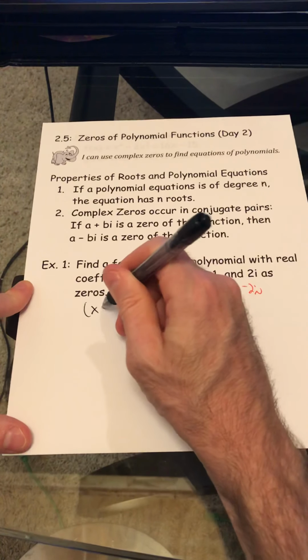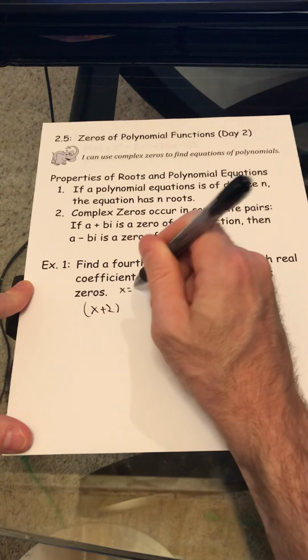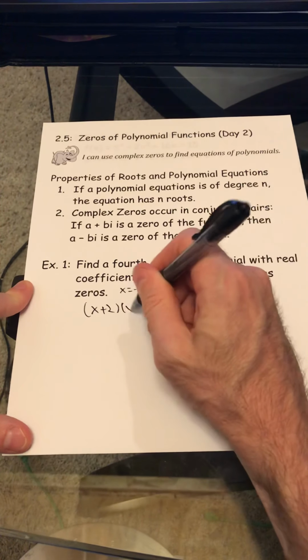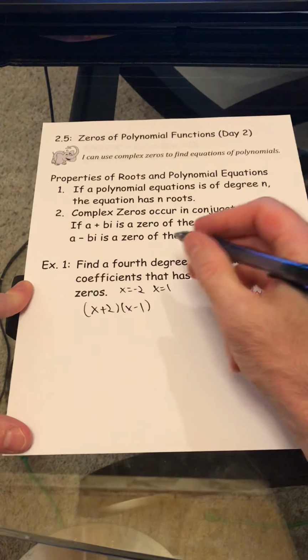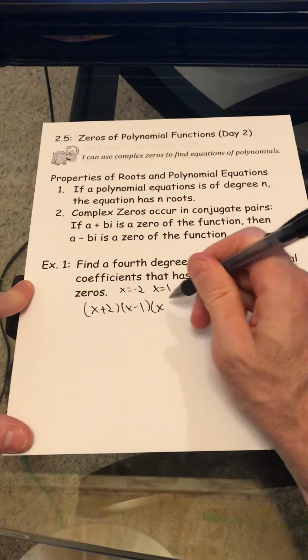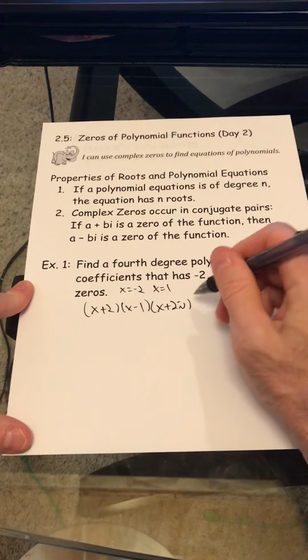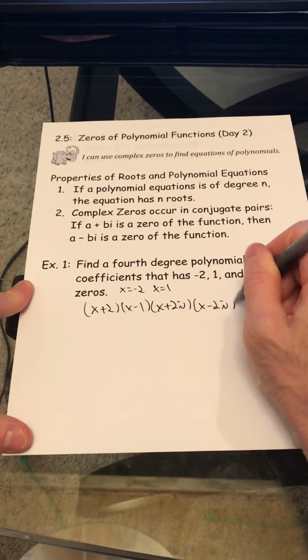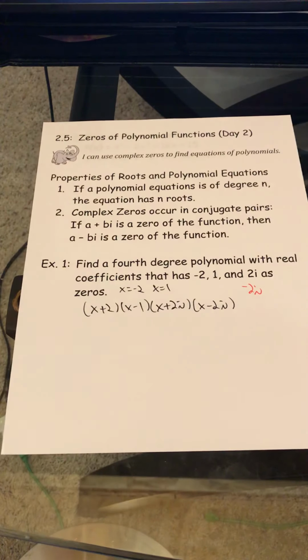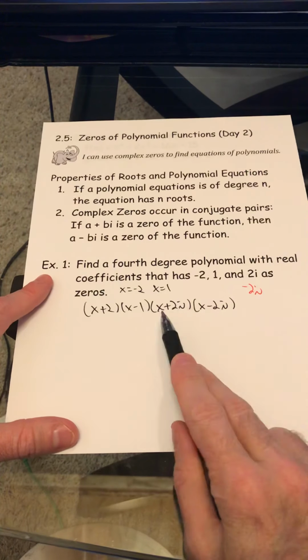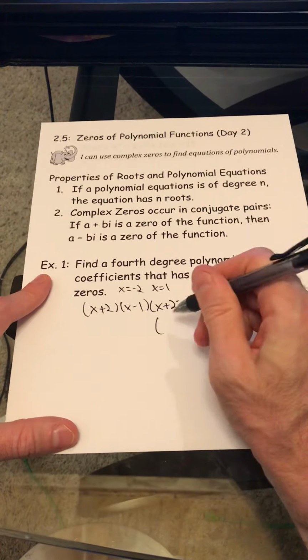So from here, x plus 2, because we've told you x equals -2. We've told you x equals 1, so x minus 1. We've also told you x plus 2i for that one, and x minus 2i for this one. Now, we do not need you to multiply all of this out. The only thing we are going to ask you to multiply out, so we have real coefficients, are the x minus 2i and x plus 2i.